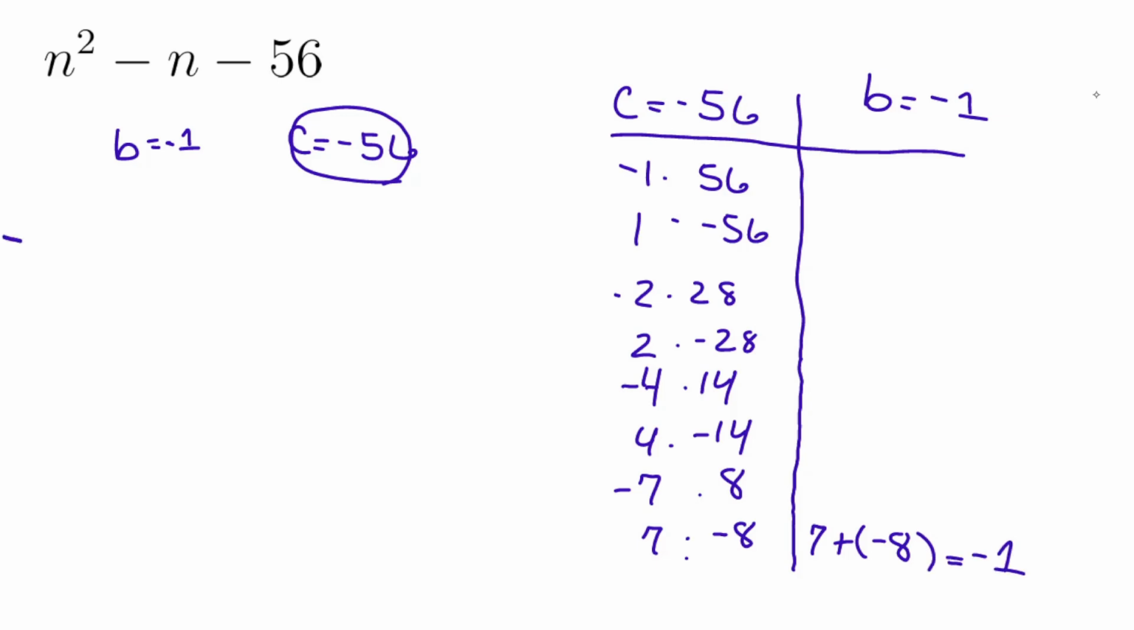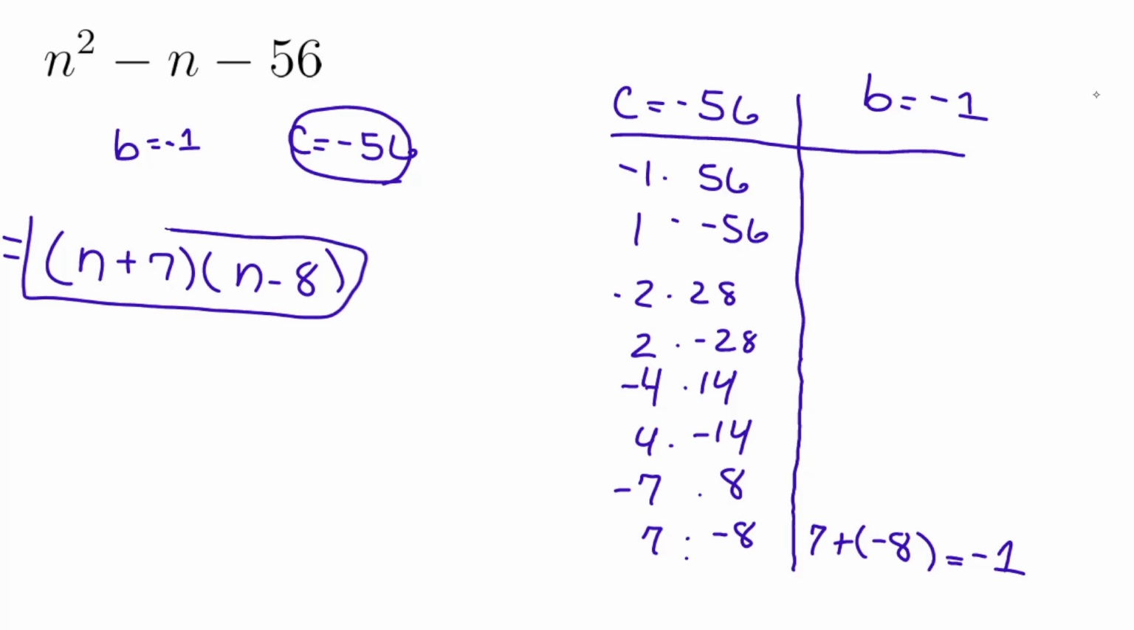So now our two factors here will be n plus 7 and n minus 8, since our two numbers were +7 and -8. So that is the factored version of n squared minus n minus 56.